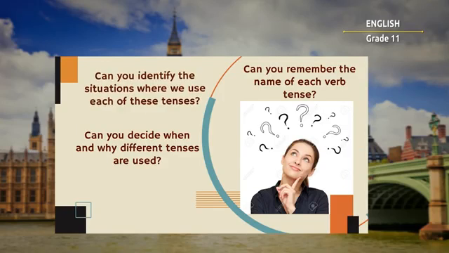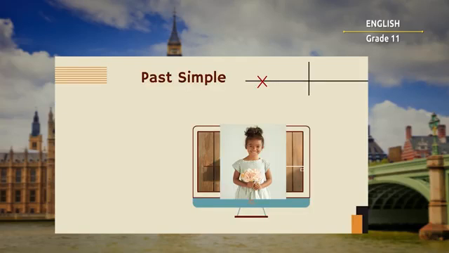Can you identify the situations where we use each of these tenses? Can you decide when and why different tenses are used? Can you remember the name of each verb tense? Let's see all the narrative sentences in detail and make some clarification.